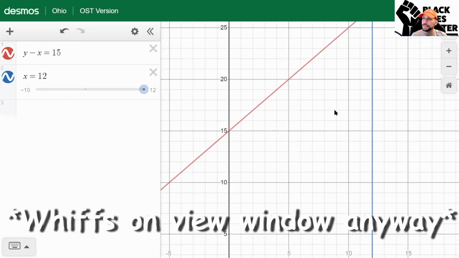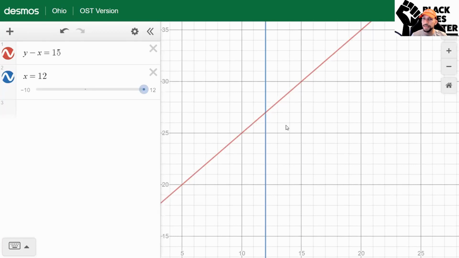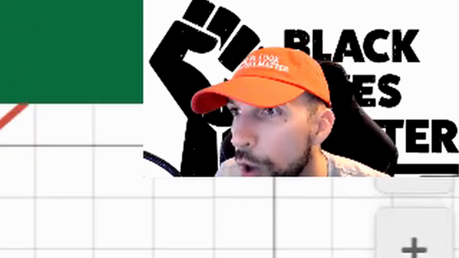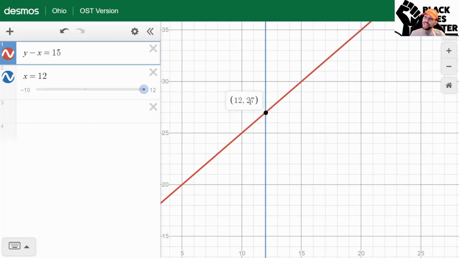Okay. Well, let's see where those intersect. So they intersect right here. What's that value? Oh, 27. So when x is 12, y is 27. What were we asked to do? We were asked to find y, and it's 27. It's right there. Oh my gosh.